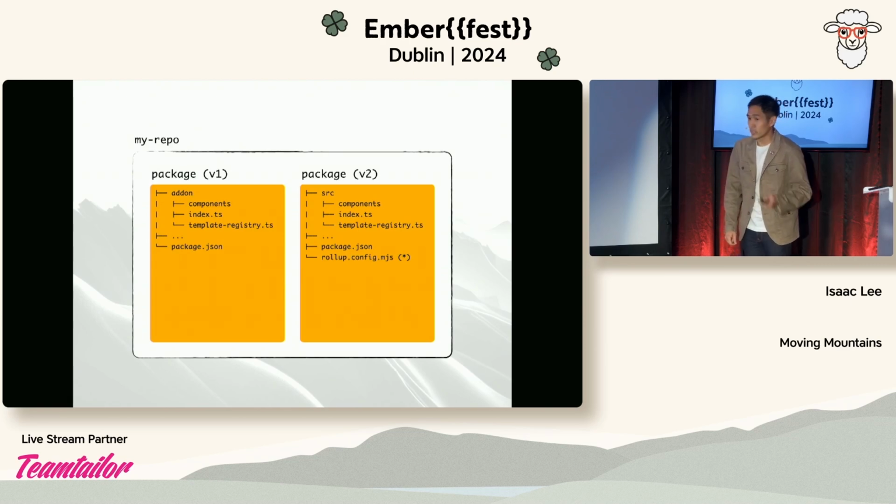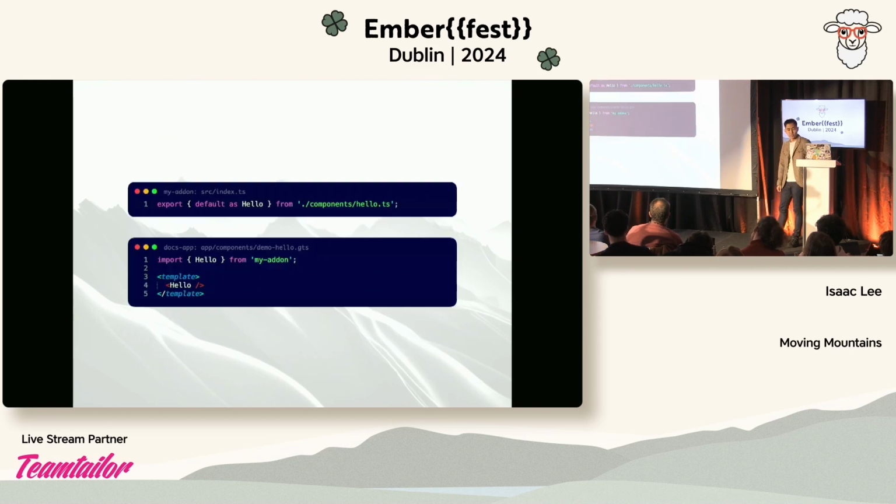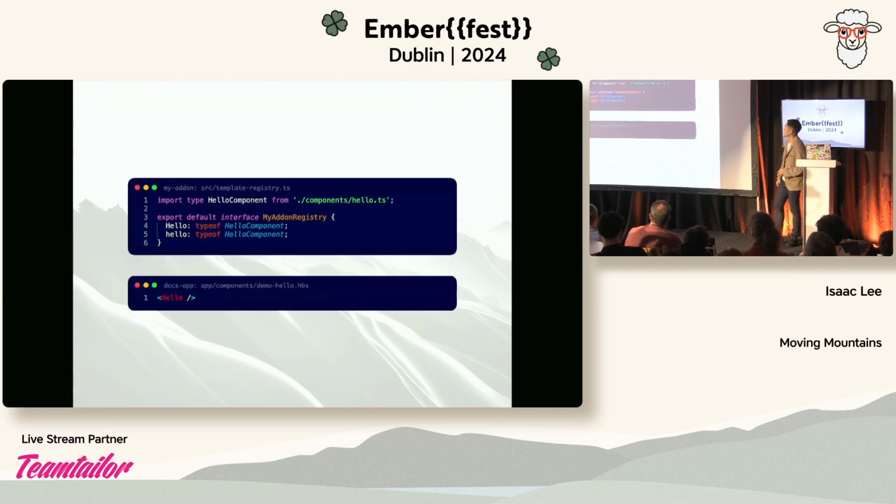So first, add-ons can provide a barrel file and a template registry. The barrel file allows consumers to import things without having to remember and type the full path. It encourages consumers to use template tag to write their components, routes, and tests. On the other hand, the template registry helps consumers who don't use template tag yet, but they do use Glint to type check templates in HBS. For example, thanks to Glint, consumers can see where things come from, that the hello component comes from my add-on, and how to use them. Render hello without arguments and attributes.